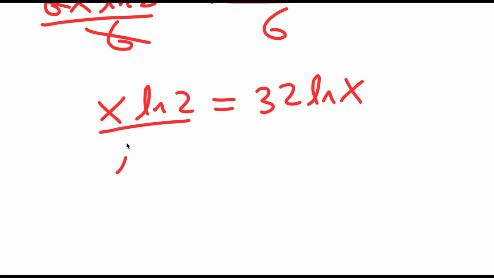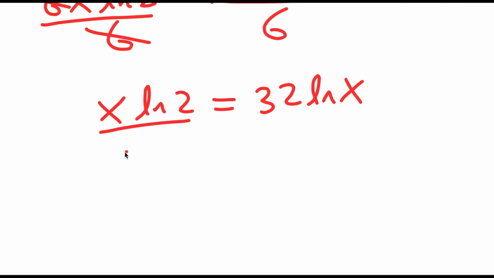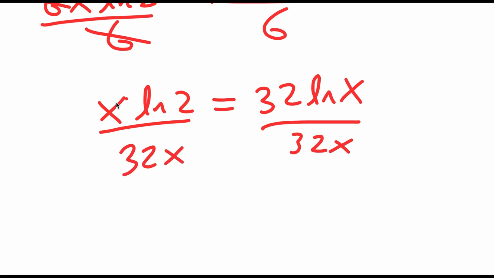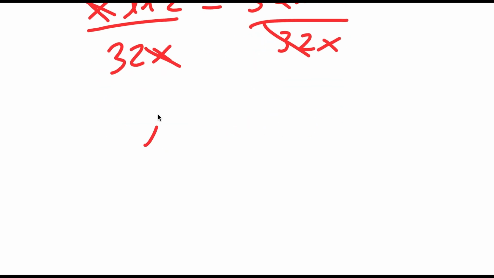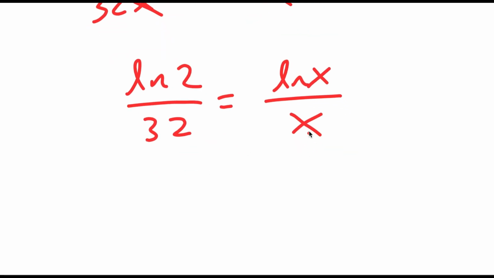Now, I can divide both sides by x times ln 2. Or sorry, I can divide both sides by 32x. So on my left-hand side, these two cancel out, and on my right-hand side, these two cancel out. So now I have ln 2 over 32 is equal to ln x over x.